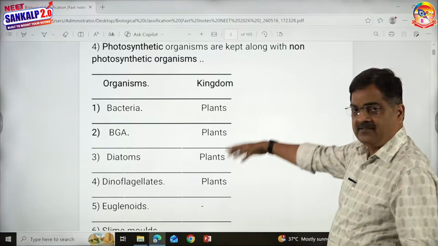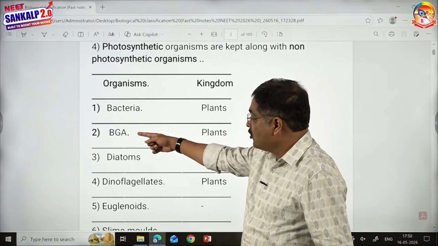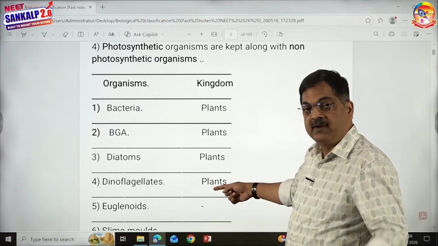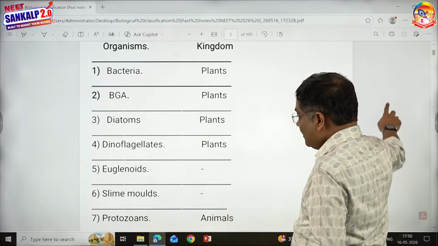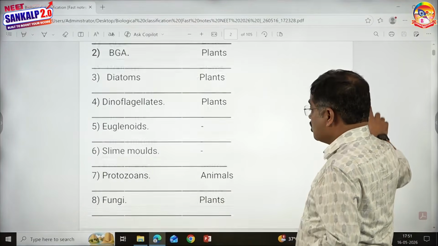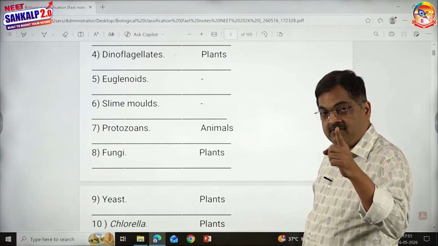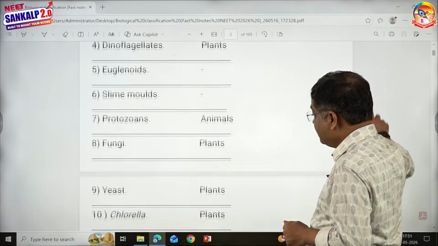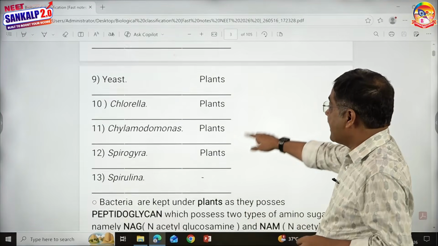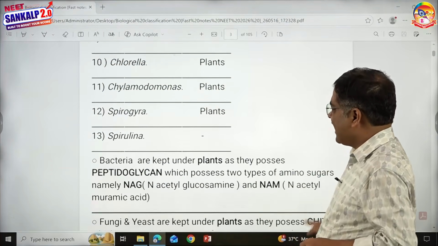Quickly, if you run through, children, in which kingdom they are kept in Linnaeus's classification: bacteria, blue-green algae, diatoms, dinoflagellates are all kept under plants because they contain a cell wall. Euglenoids and slime moulds did not fall in any category. Protozoans do not have a cell wall, therefore animals. Fungi contain chitin, very important, so they are plants. Yeast contains chitin, plants. Chlorella, chlamydomonas, spirogyra all have a cell wall, plants. Spirulina is a blue-green alga.